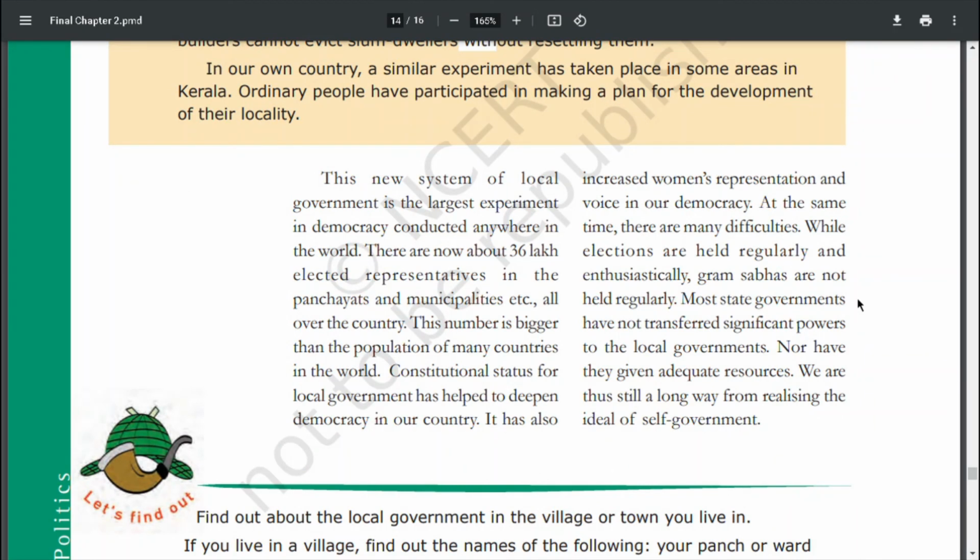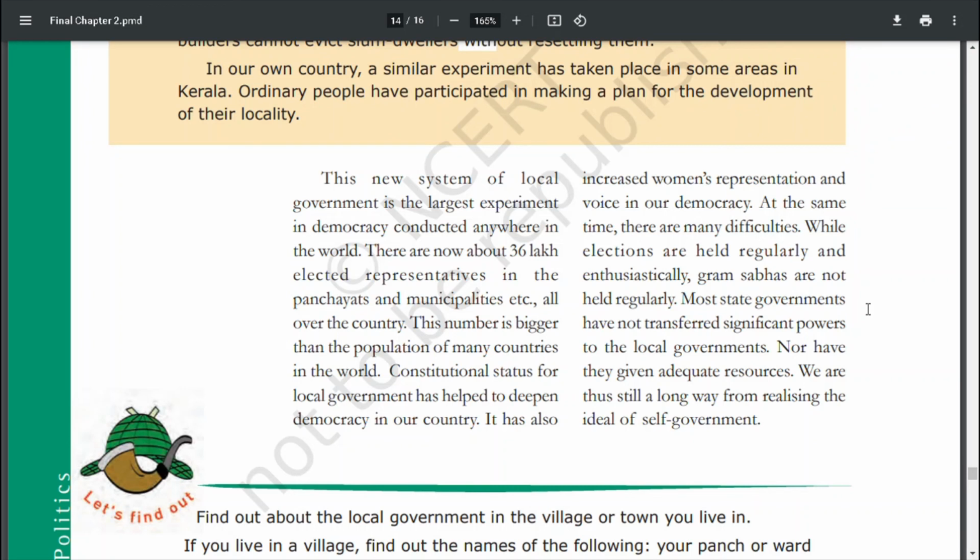This new system of local government is the largest experiment in democracy conducted anywhere in the world. There are now about 36 lakh elected representatives in the panchayats and municipalities, etc., all over the country. This number is bigger than the population of many countries in the world. Constitutional status for local government has helped to deepen democracy in our country. It has also increased women's representation and voice in our democracy.